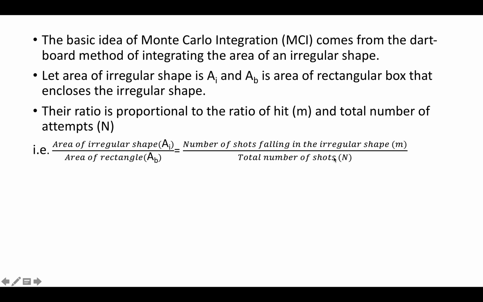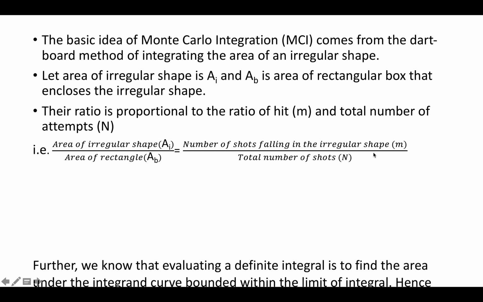So basically in Monte Carlo integration, we enclose the irregular shape inside a rectangular box, and then we use the dartboard method of hitting shots onto the enclosure of the irregular shape and rectangular box, and we find the probability of hitting inside the irregular shape, which is m by n.